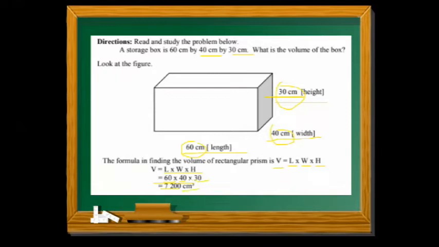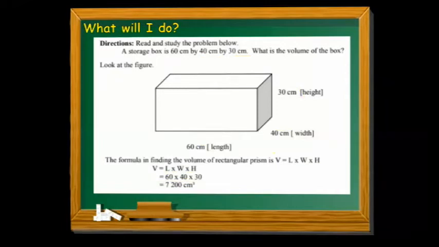Always remember the small 3 above, which means the cubic symbol. Again, in finding the volume of a rectangular prism, we will just multiply length times width times height. That is how we find the volume of a rectangular prism. Another example.